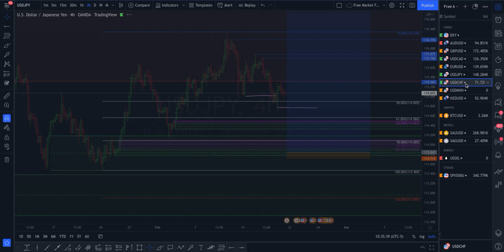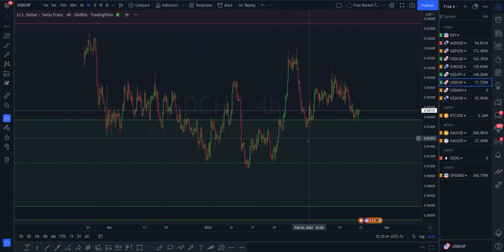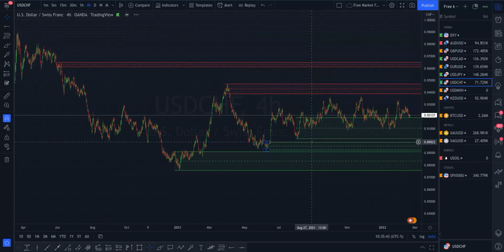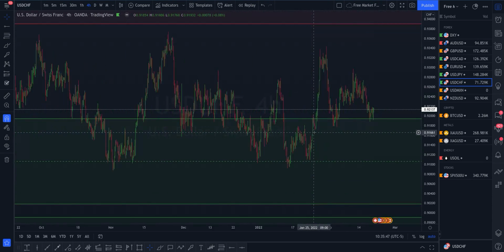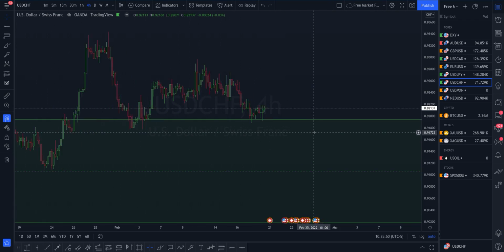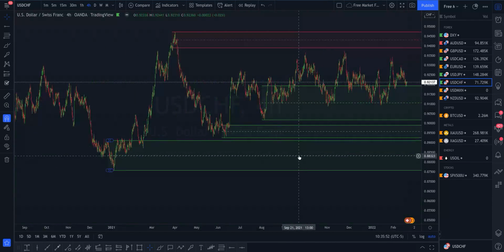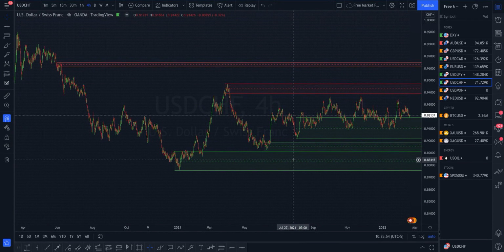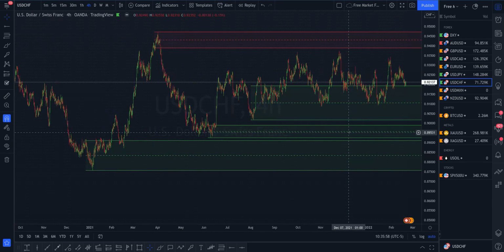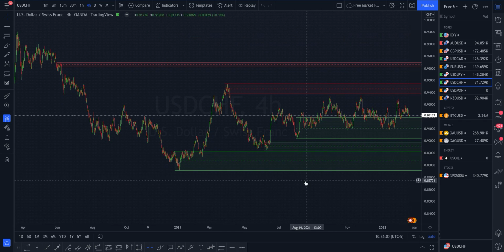All right, let's take a look at the USD Swiss. The institutional bias is long. We are sitting on institutional demand. It's been pretty choppy, but we are heading up with this pair.